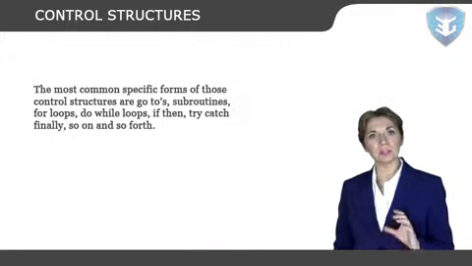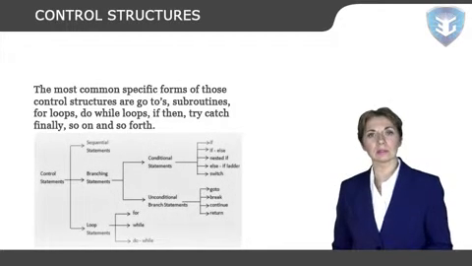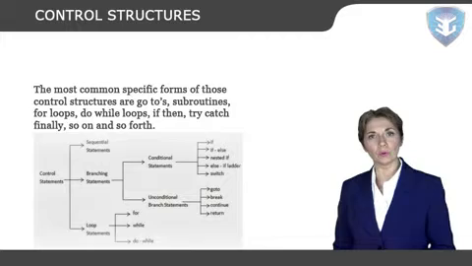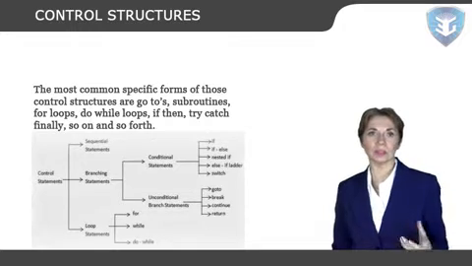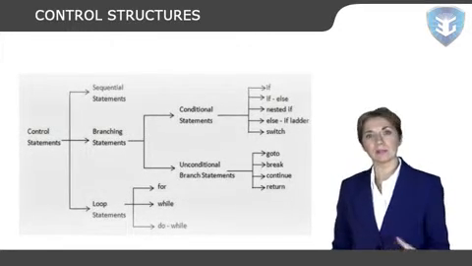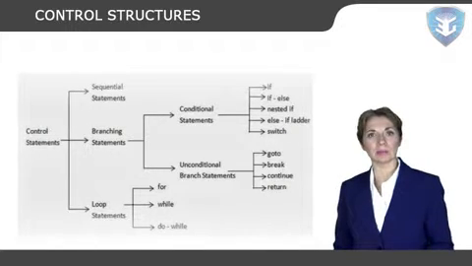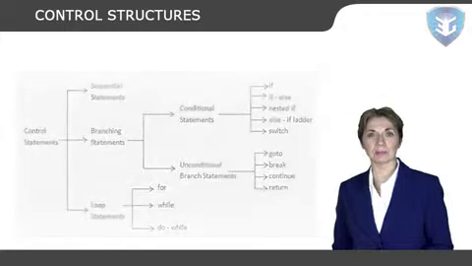The most common specific forms of those control structures are gotos, subroutines, for loops, do-while loops, if-then, try, catch, finally, and so on and so forth. The names deviate between languages, but for the most part, these concepts are universal across all imperative programming languages.